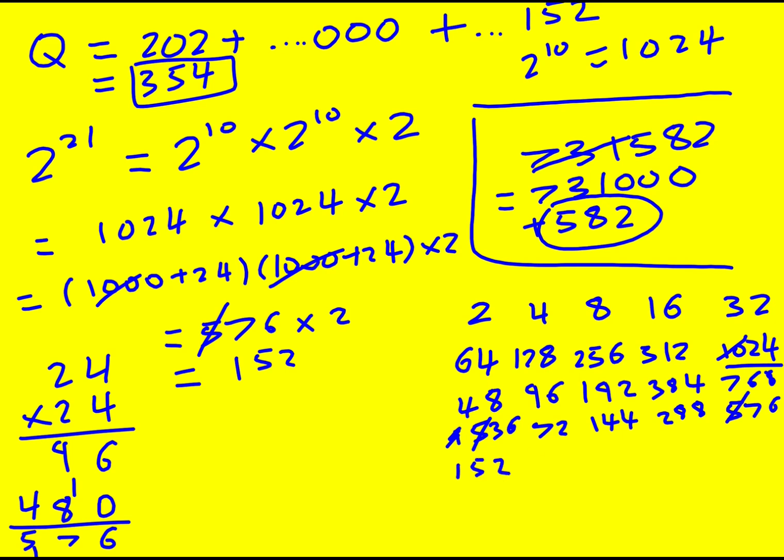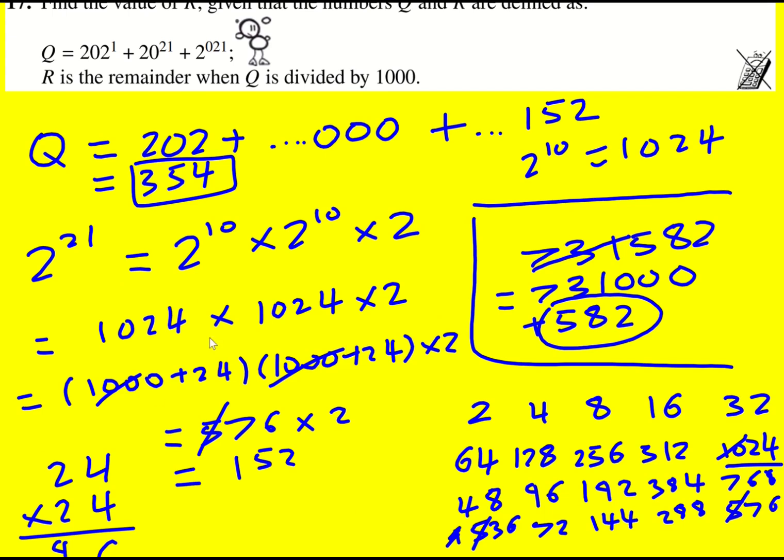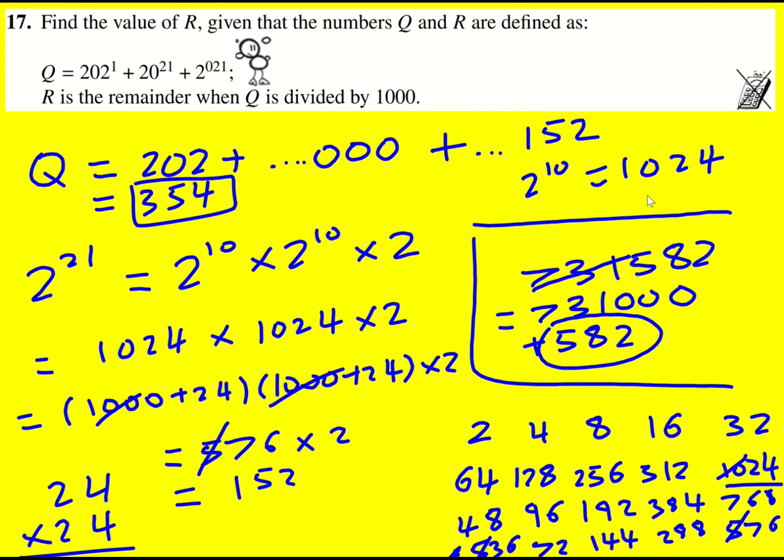So it's not a silly method. It didn't take too long. But if it was a much higher power, 2 to the 30, 2 to the 50, then you can see why there's a massive advantage using this kind of method. So yeah, good question. I hope you enjoyed it.